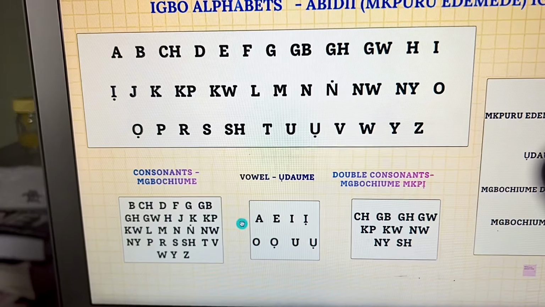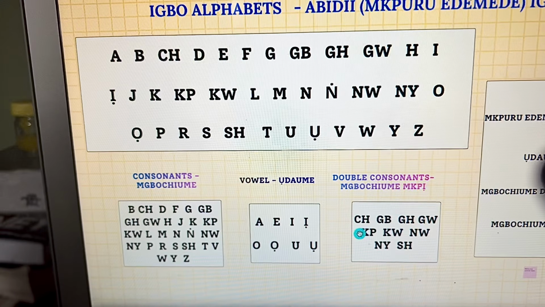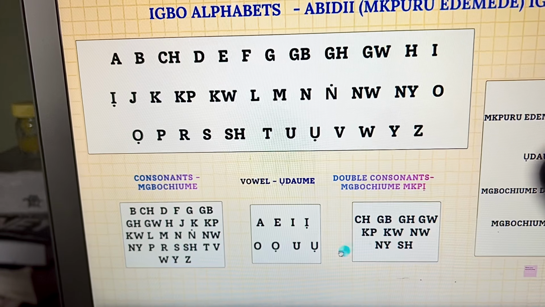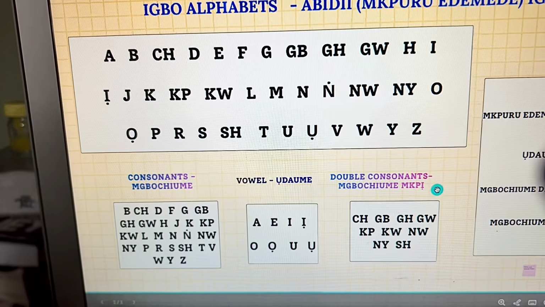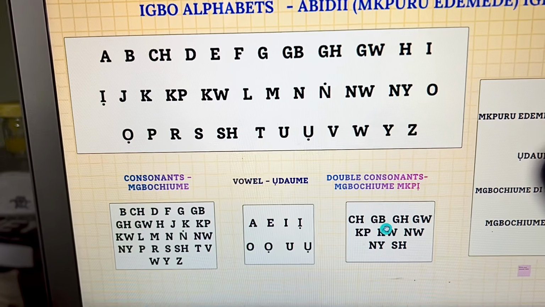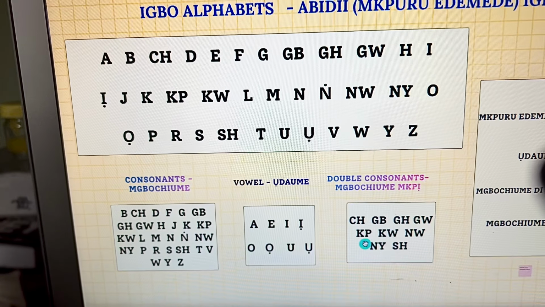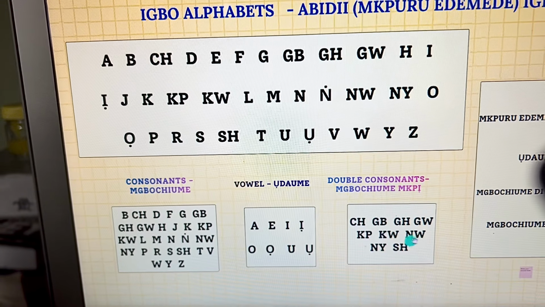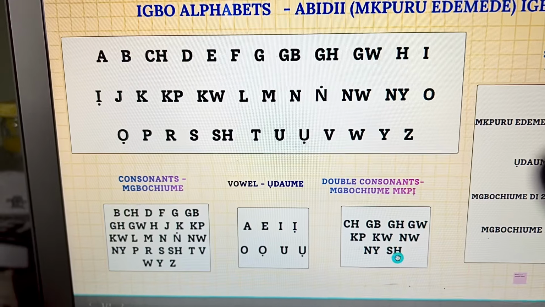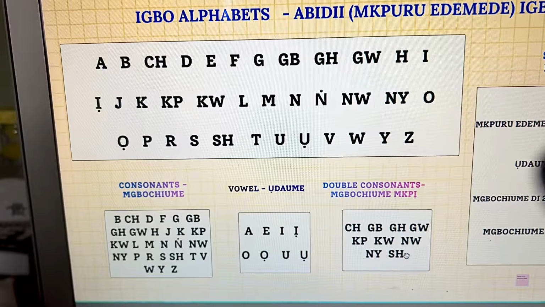So they are part of the consonants, but they are double. That is what makes them unique. Igbo has some letters that do not exist in English. So that is what we call the double consonants. Mbochu mempe. They are che, gwe, kwe, pe, nye, she. Okay, so there are how many in number? There are 9 in number.